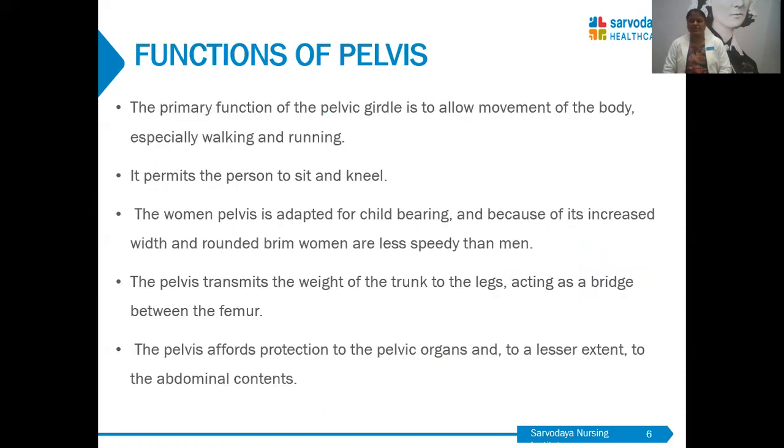Then the functions of the pelvis. The primary function of the pelvic girdle is to allow movement of the body, especially walking and running. It permits the person to sit and kneel down. The woman's pelvis is adapted to childbearing, and because of its increased width and round brim, women are less speedy than men. The pelvis transmits the weight of the trunk to the legs, acting as a bridge between the femurs. The pelvis affords protection to the pelvic organs and, to a lesser extent, to the abdominal contents. It means it protects the pelvic organs as well as the abdominal organs.